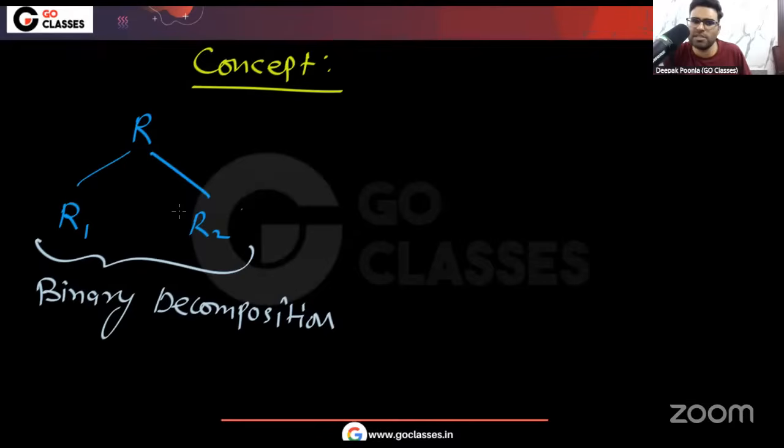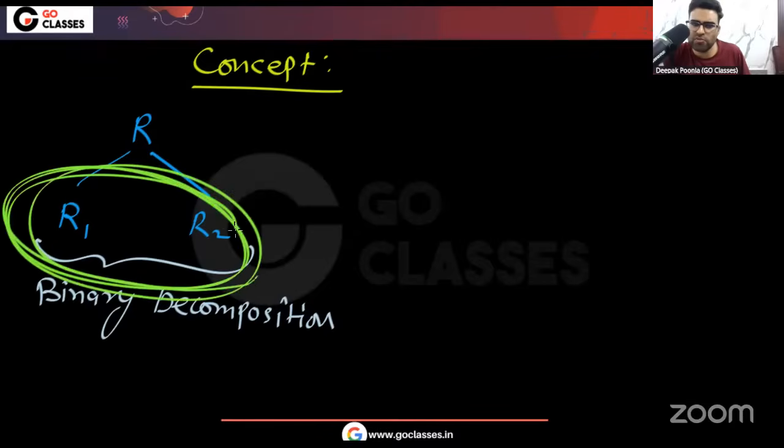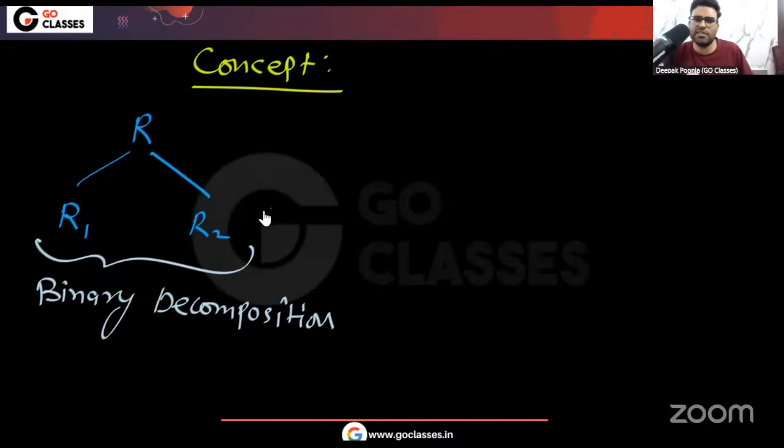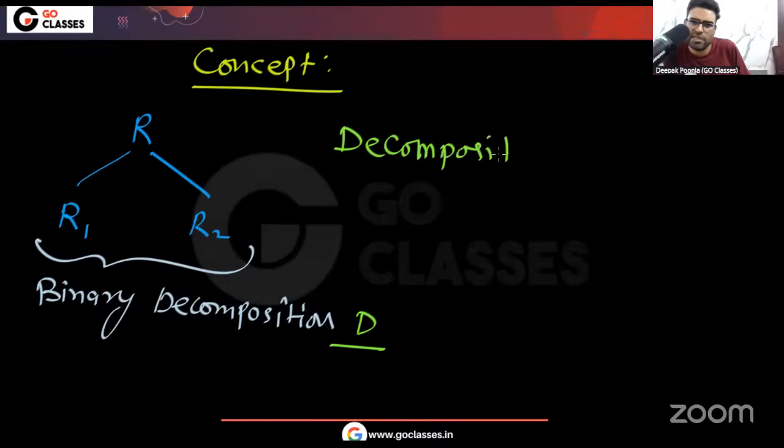Lossy decomposition means that when you do the natural join of the sub relations, it is possible that you may get some extra tuple which is not in R. This is called a spurious tuple, and this type of decomposition is called lossy. So here you can see this is a binary decomposition. When can I say this decomposition D is lossless?